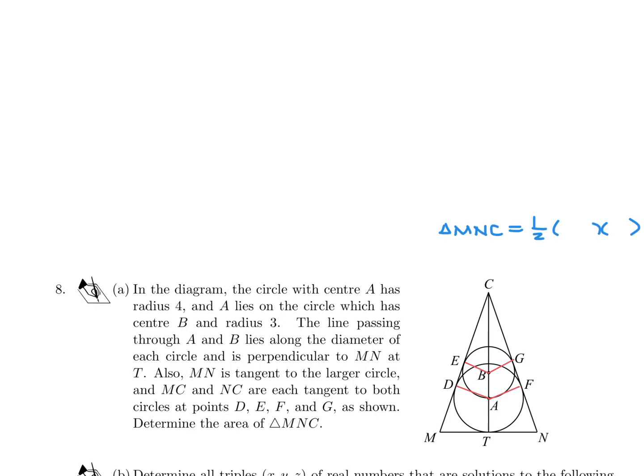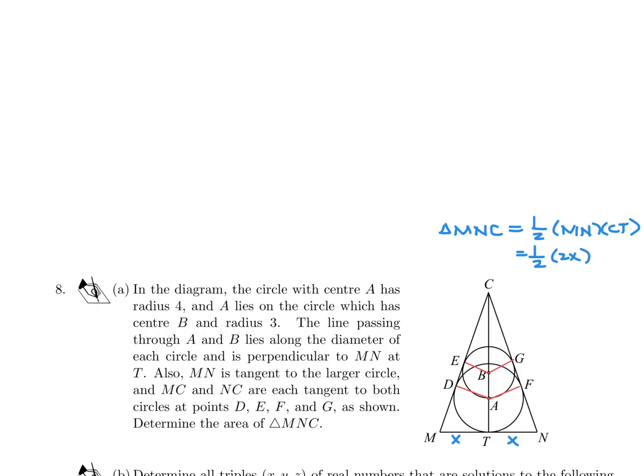And then let's label this. Let's call this X, and let's call that X, MT and TN respectively. So MN would be that guy. And the height, of course, is all the way from C down to T. So MN, the way I've labeled it, is 2x, and CT is a little bit different.